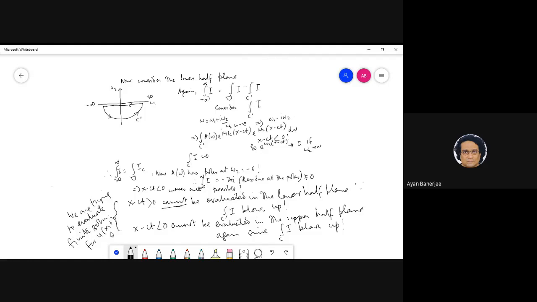Any other comments? Chitradeep, you were wanting to say something at the beginning. Do you have any comments? No, sir. This is what you were trying to say.